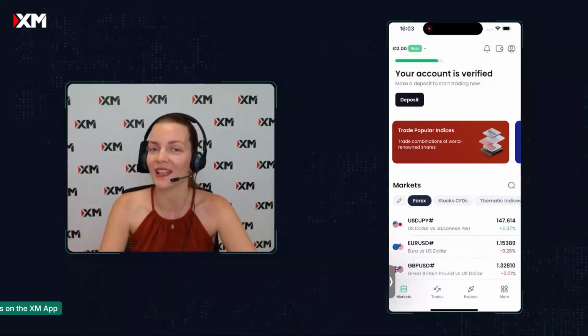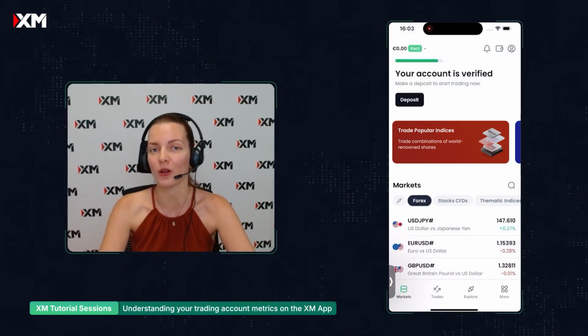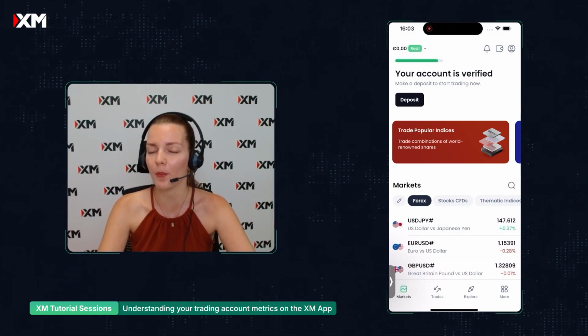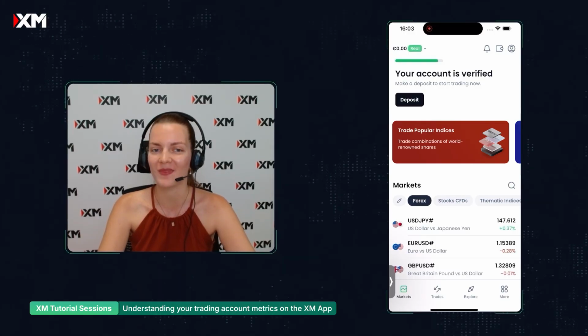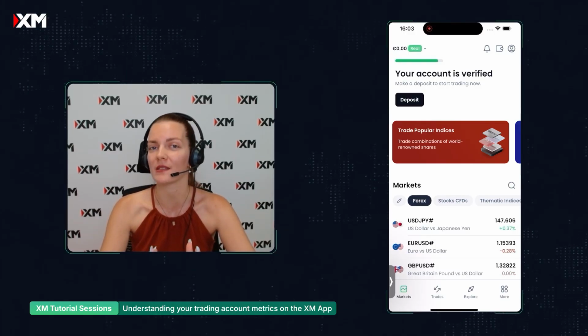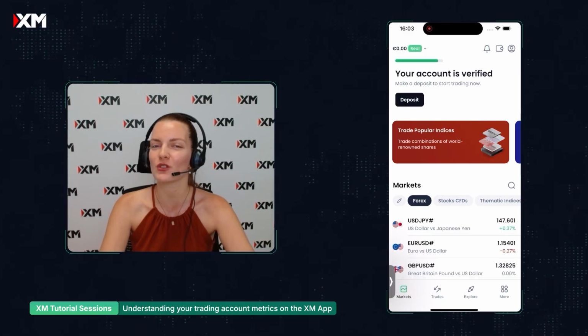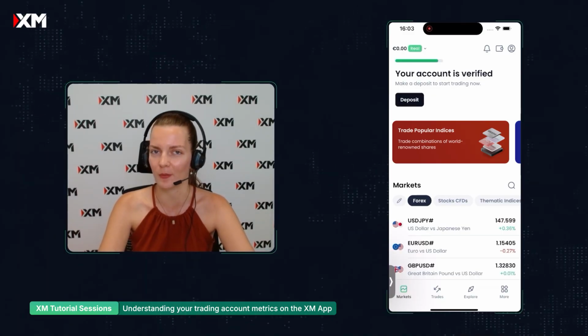Hi traders! Let's take a quick look at the key account metrics you will see on the XM app and what they actually mean. These numbers give you a snapshot of your trading account, so it's important to understand them.